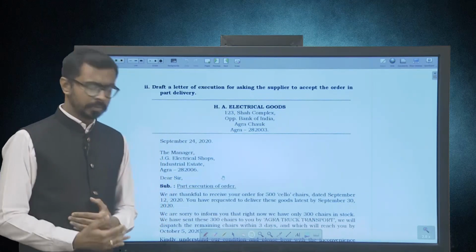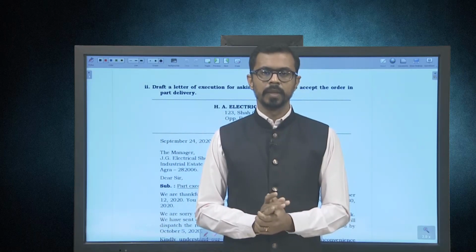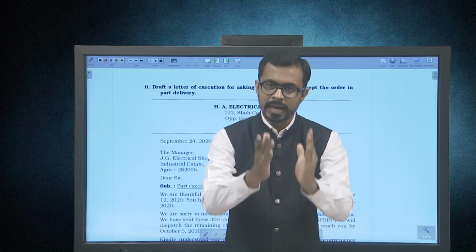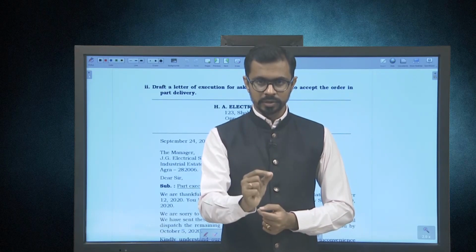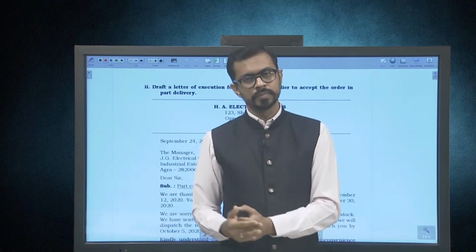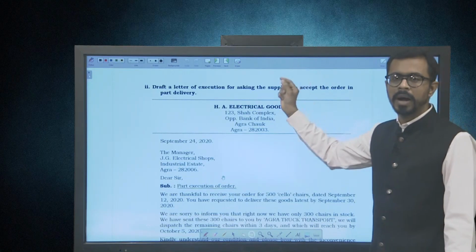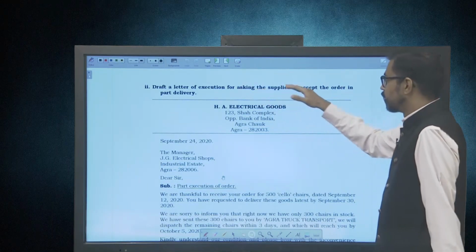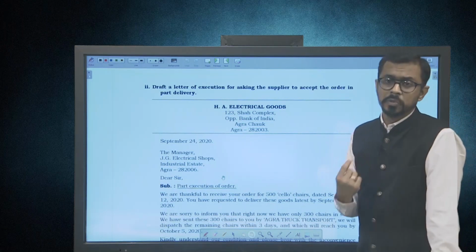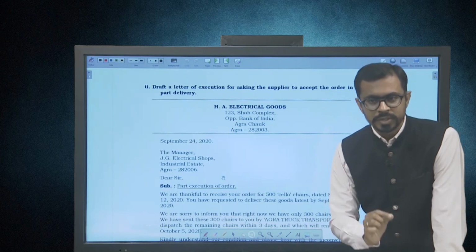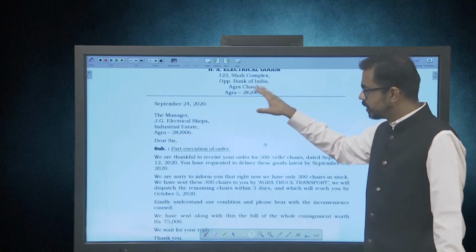Now you received the order. Say, for example, you have received an order of, let's say, 500 products, but you can only send 250 products at a particular time. That is why you need to send this letter earlier than sending the products, that you would be able to send only a part of the delivery, and you request the person to accept the order in part delivery. We might not be able to send it completely, so we request you to accept it in part. The details, letterhead, details, date.